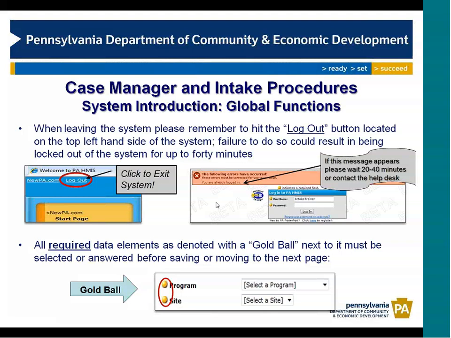Give us a quick call or email. We can get you back in the system in probably about 15 or 20 seconds. It's not hard at all. Also, all required data elements are denoted with these gold balls throughout the system. Anytime you're going through a process and you see them, you will need to fill out those elements or pick the selections for those fields before the process can be completed or you can move on.